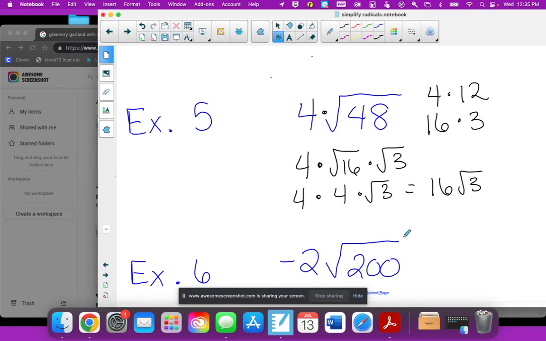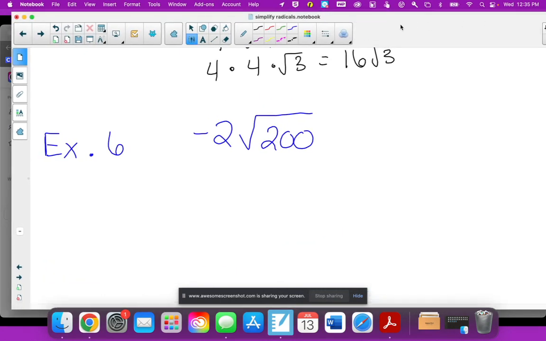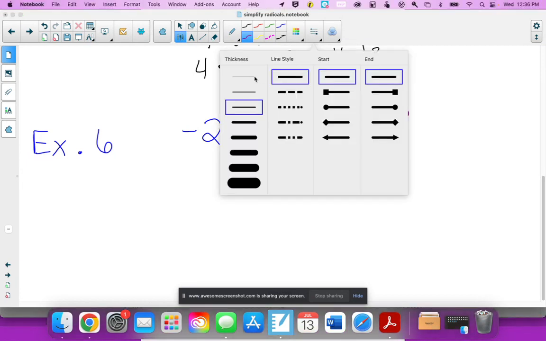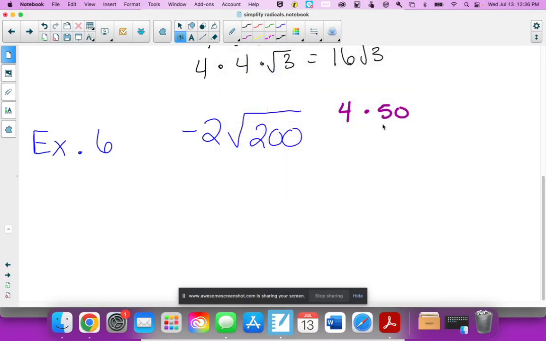I can get my page to slide up. There we go. All right, so negative 2 times the square root of 200. So again, off to the side, I'm just going to simplify my 200. So 1 divides into it. Yes, 1 divides into everything. 4, yes, 4 and 50. Okay, I'm going to keep going again because I know that still goes.